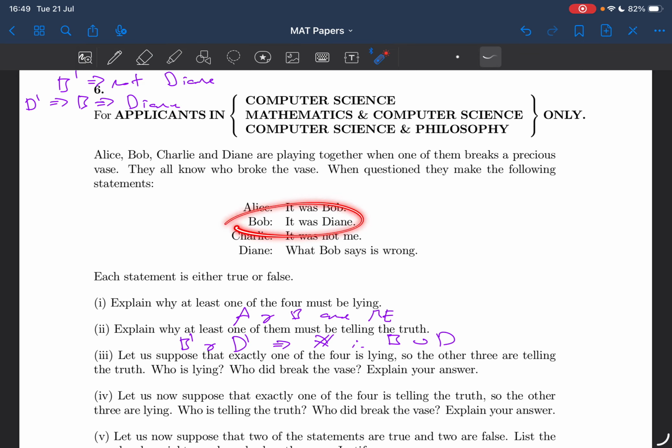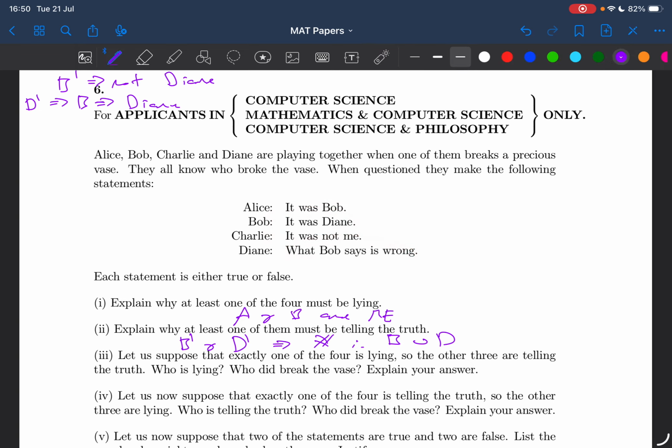We can work through. I think we can use the fact that we did above, like Diane and Bob can't both be lying. So one of them must be telling the truth. Exactly one of the four is lying. Can we have them both be telling the truth, Bob and Diane? What Bob says is wrong. So it's not Diane. So they both can't tell the truth, can they?